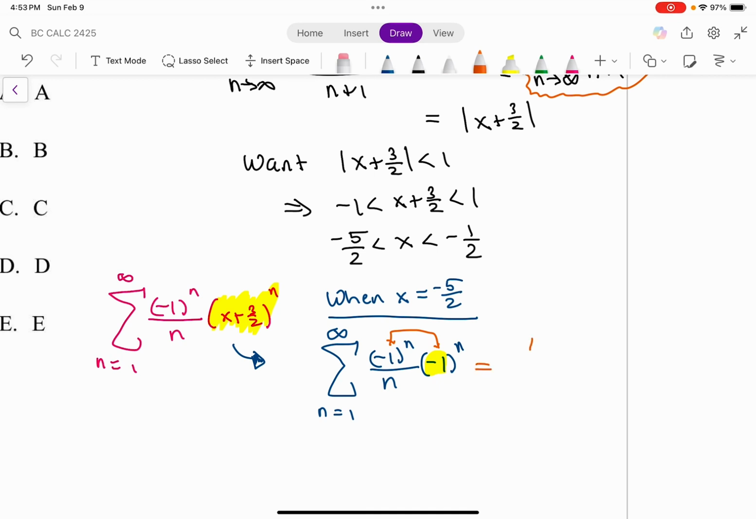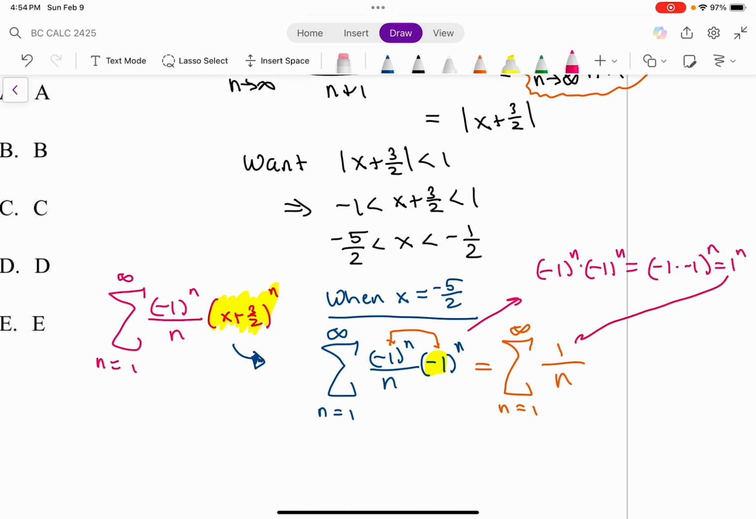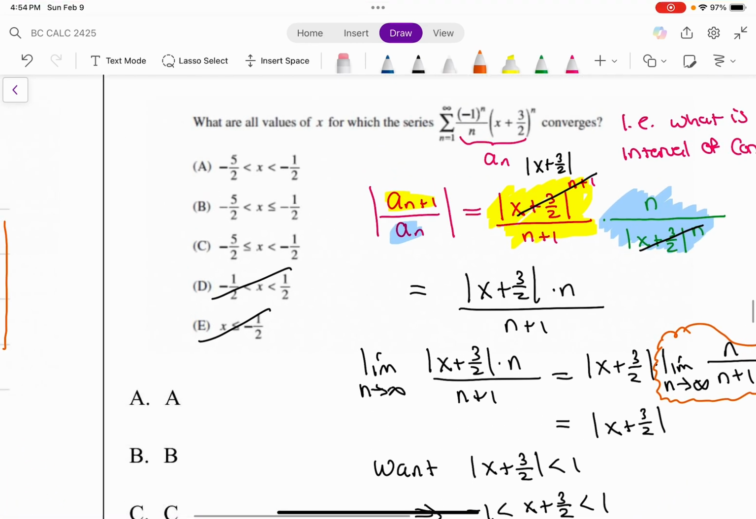So those combine to give you just 1 to the n, which is 1. I find students struggle with some of these little exponent properties, just a quick side note, that negative 1 to the n times negative 1 to the n is the same as negative 1 times negative 1, to the n. It's just undoing the power to a power rule, which is 1 to the n. That's why I made that a 1. Okay, but this diverges, which means negative 5/2 is out.